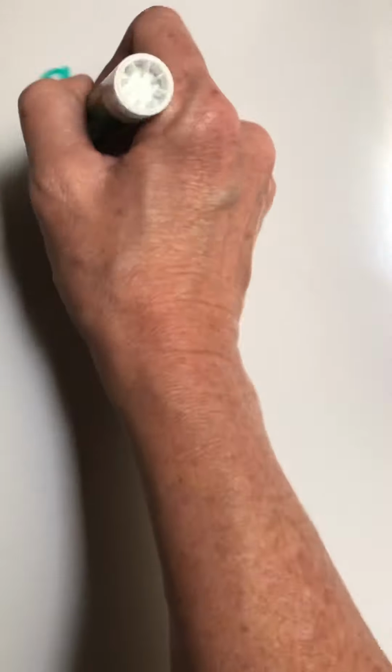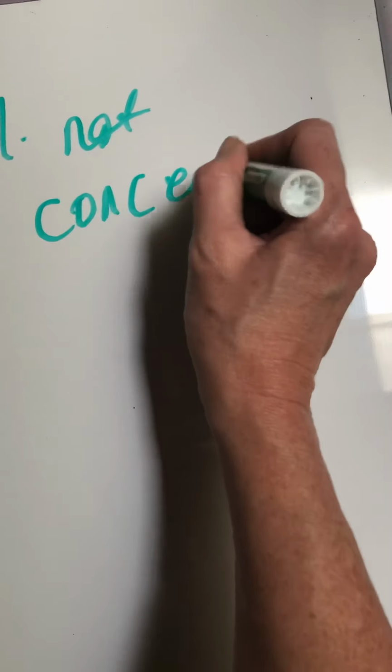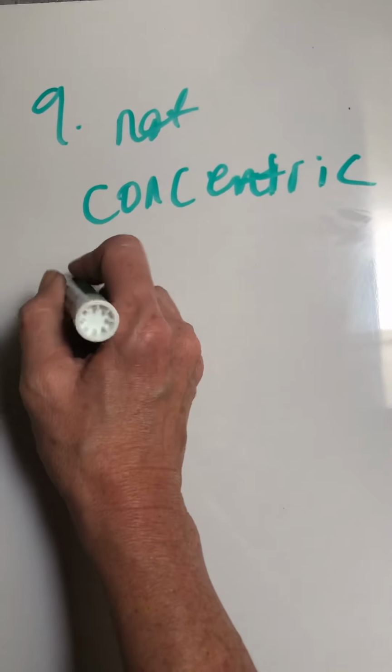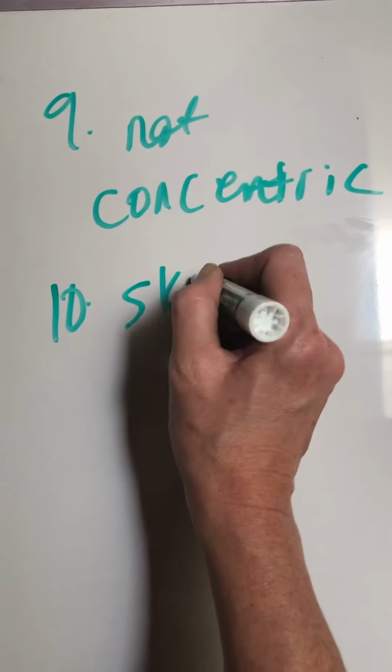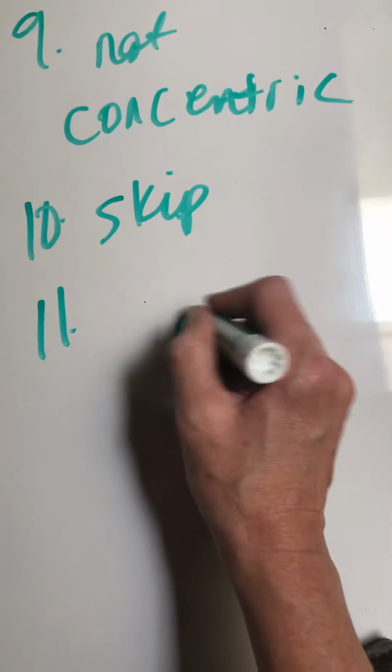Then number 9, they're not concentric because they don't have the same center, so not concentric. And then number 10, we're skipping. You're skipping number 10. Don't worry about number 10. Number 11 is finding the annulus.